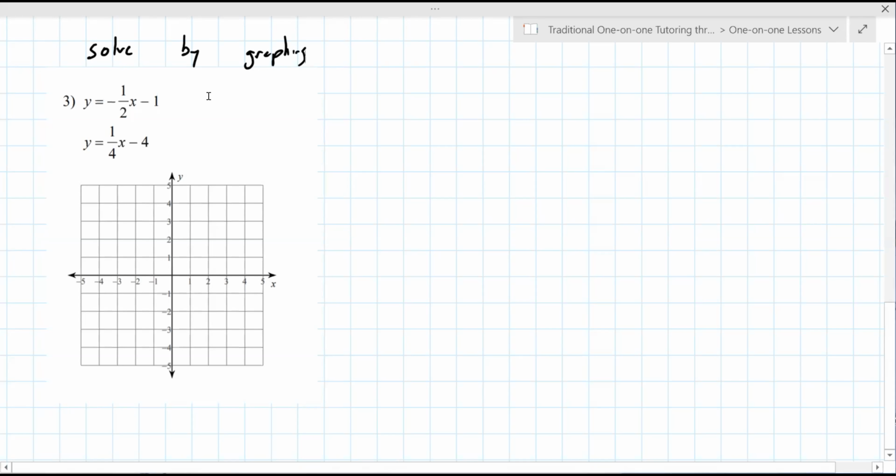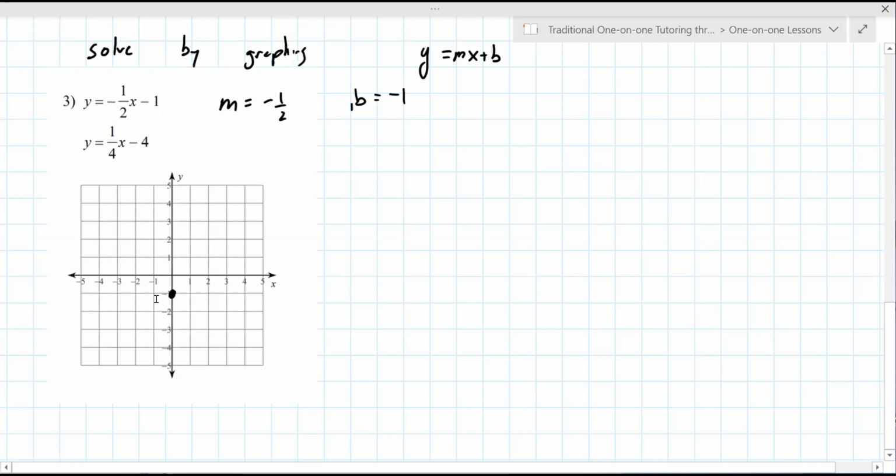So to graph, when it's in this form, when it's in y equals mx plus b form, you need the slope. Actually, remember, that might have even been our first lesson this year. The slope is the number in front of x. What is the number in front of x in that first equation? -1/2. What is the b value? -1. Okay, so you start by graphing the b value.